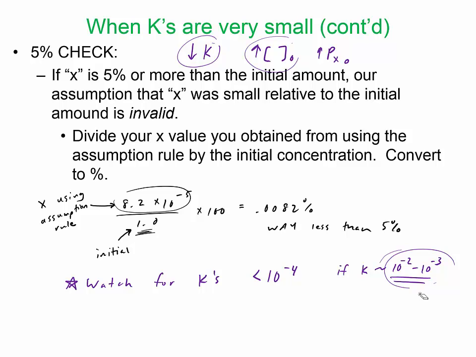And you'll see that most weak acids are actually smaller than this, 10 to the negative fourth or even smaller. And then with solubility, they're very tiny. You'll have equilibrium constants like 10 to the negative 38th. So this is totally valid for those kinds of problems. So watch for that.